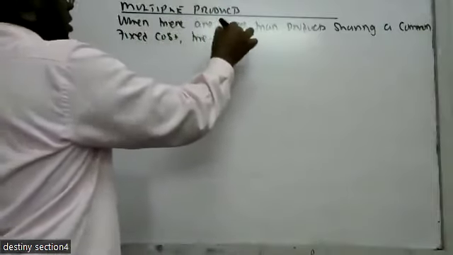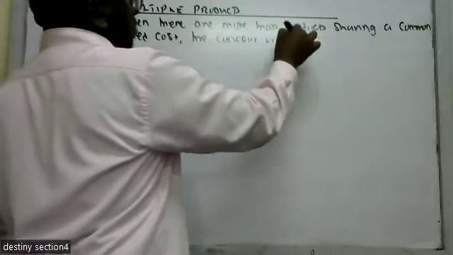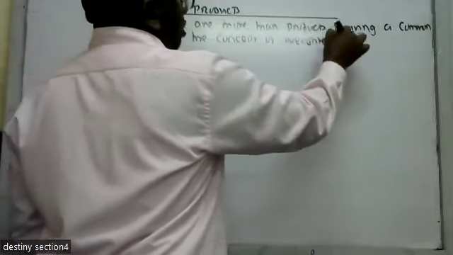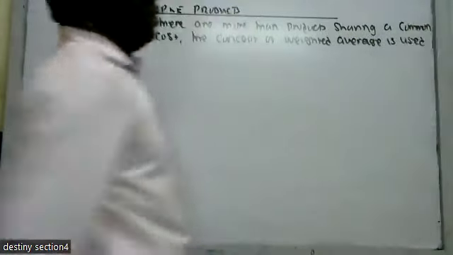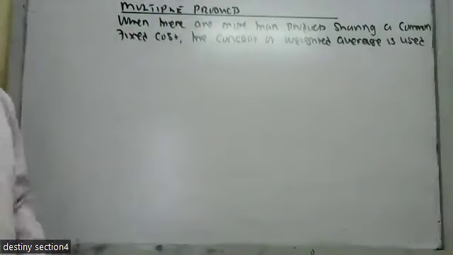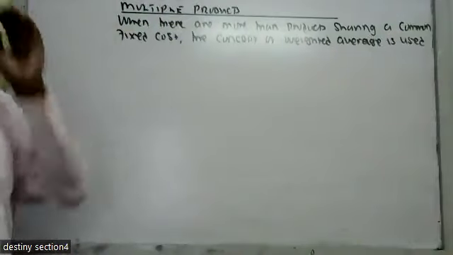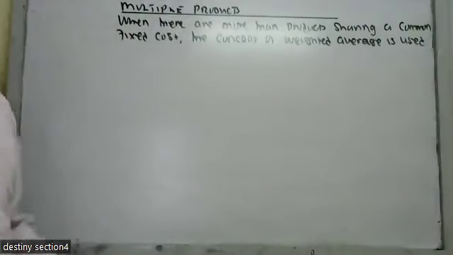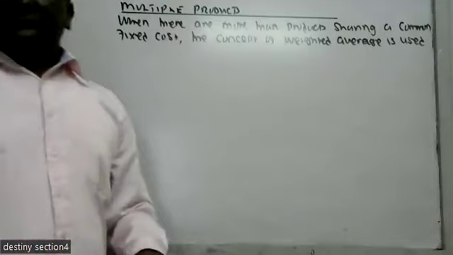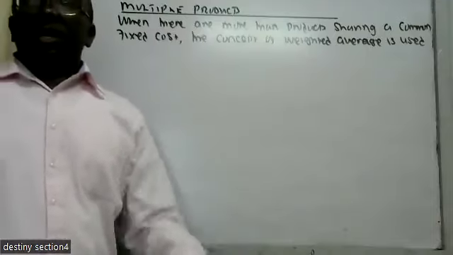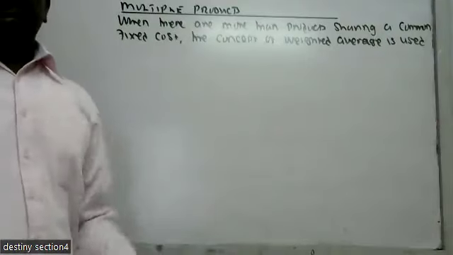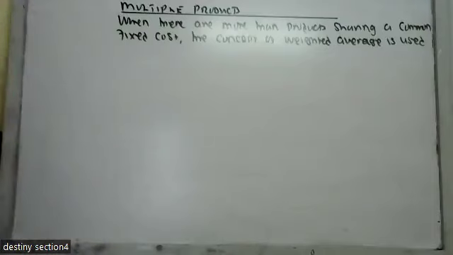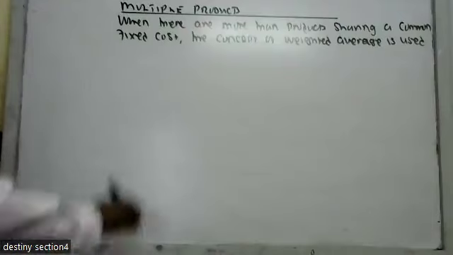The concept of weighted average is used when you have more than one product in the company and you are using the same fixed cost. Just like in this class, it is used to teach people in the morning, people in the day, and people in the evening. So the rent is the same, electricity is the same. So that becomes multiple, and the concept of weighted average is used.